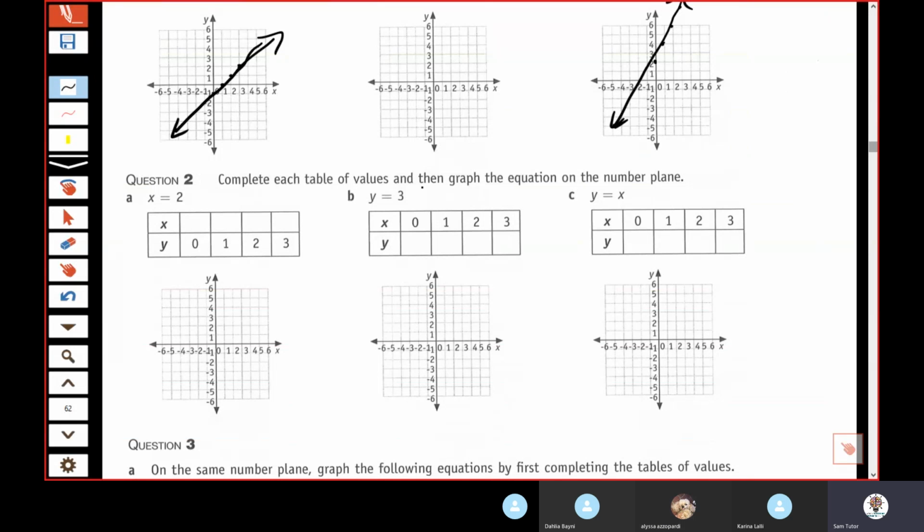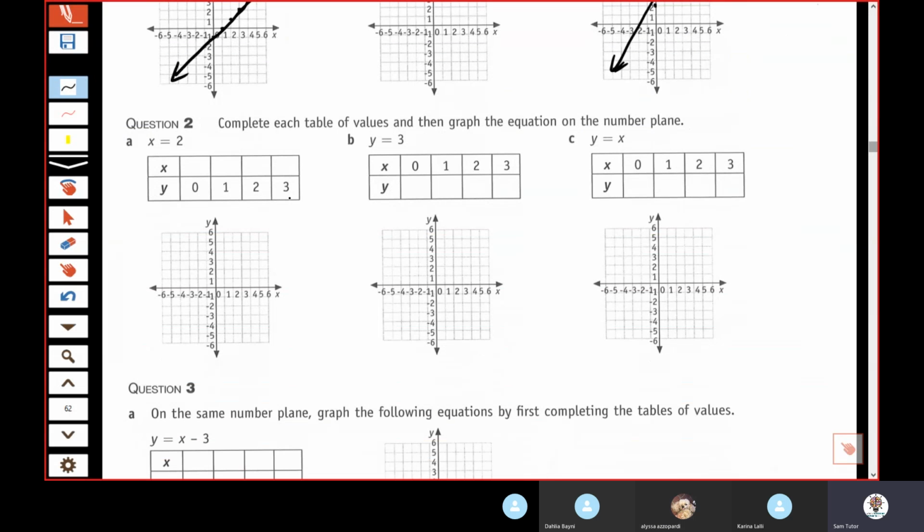Okay, complete each table of values and then graph the equation on the number plane. Question 2. X equals 2.